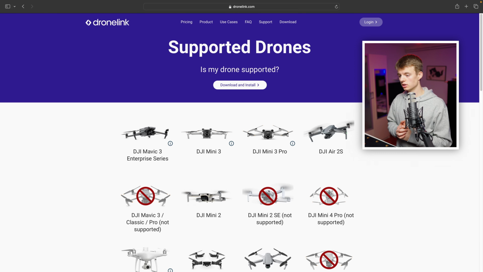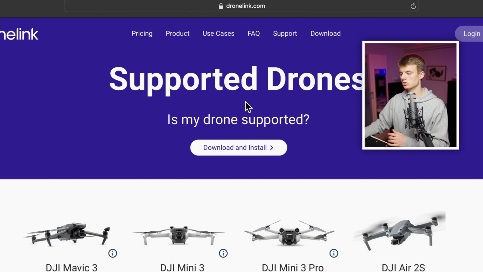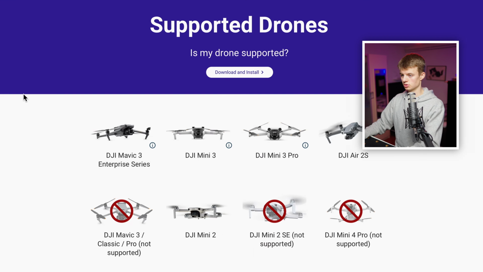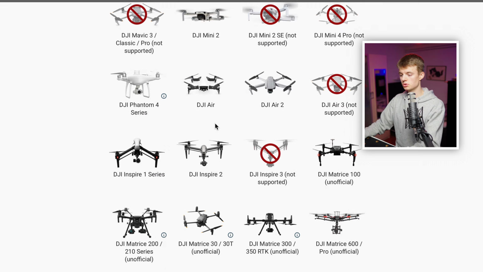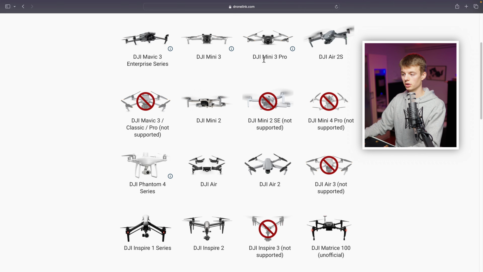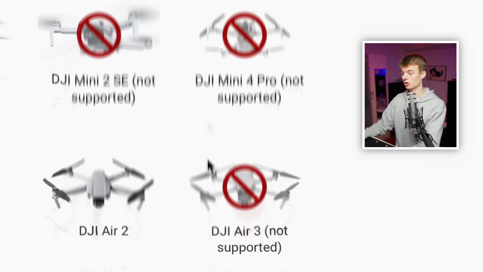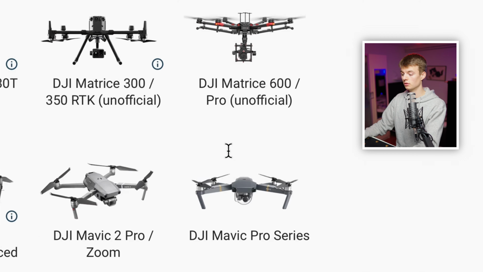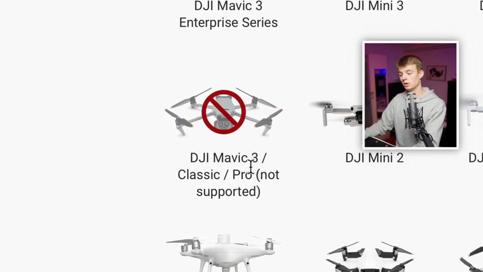So my favorite app for this right now with my Mini 3 Pro is DroneLink. DroneLink, you see right here, has a site where you can look at supported drones. Is my drone supported? You can scroll through here and look which drones are supported or not. It's very interesting that DJI have chosen to make the DJI Mini 3 series work. But for example, you can't do it with the Mini 4 Pro, and you can't do it with the Air 3, you can't do it with the DJI 3 Classic or Pro, which is kind of funny.